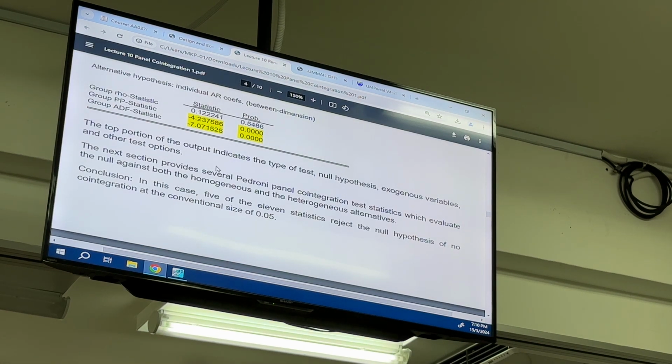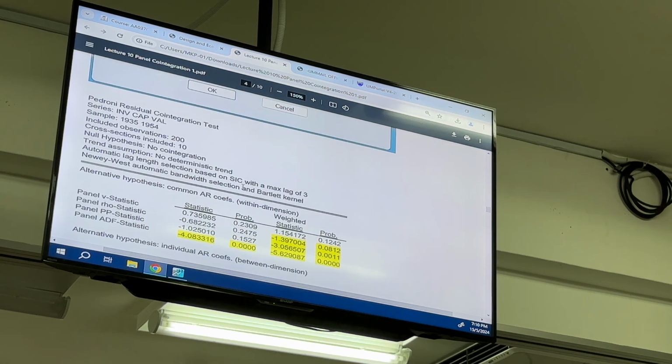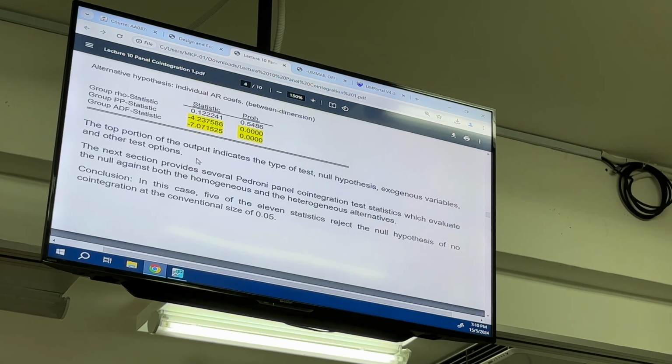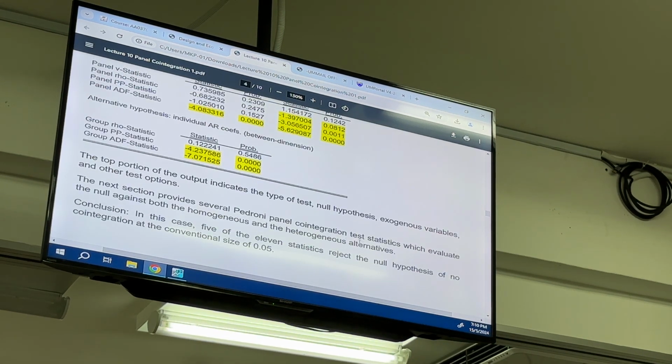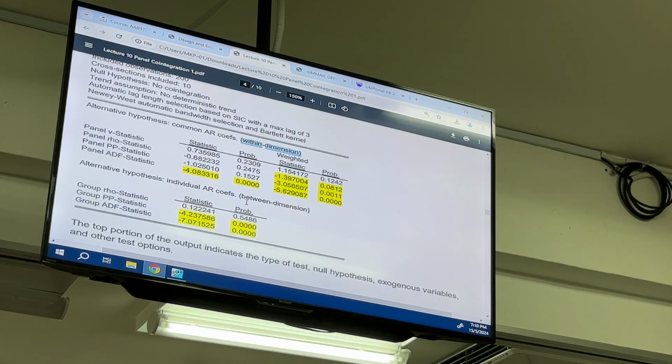So what are the details here? The top portion shows your type of test, your null hypothesis, and also the exogenous variable. It refers to the Pedroni test, then the variables, the sample, how many cross sections, and also your null hypothesis: there is no correlation. So remember, what is the null hypothesis? No correlation in the long run. Then this one is the Pedroni test statistic, which is against the alternative, either homogeneous or heterogeneous. This refers to the within and this refers to the between.